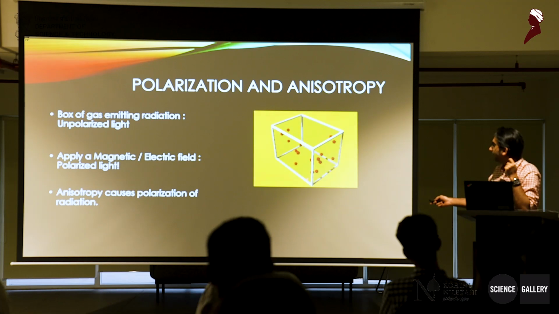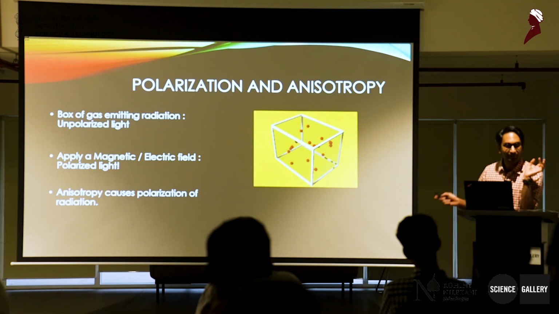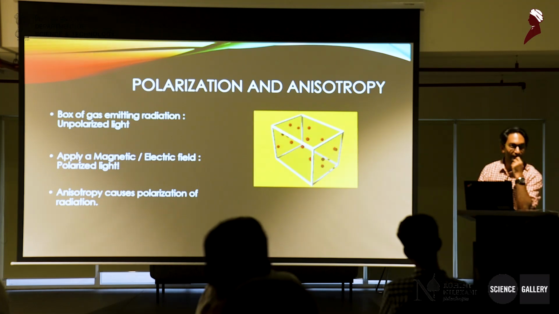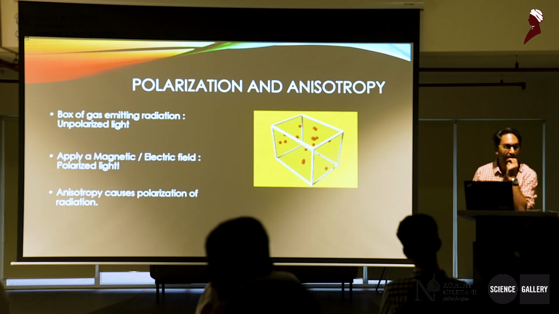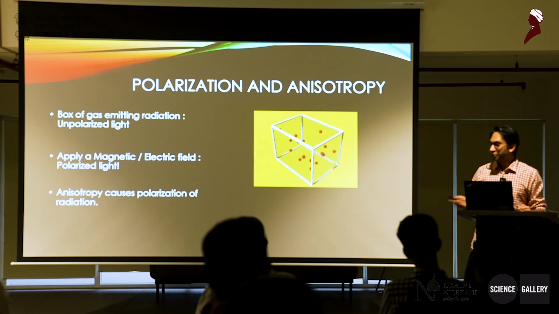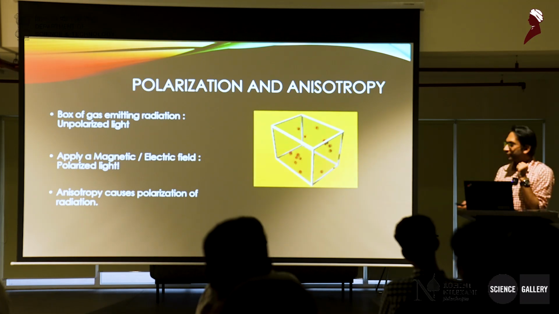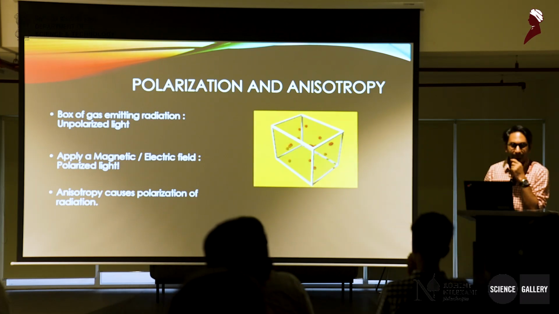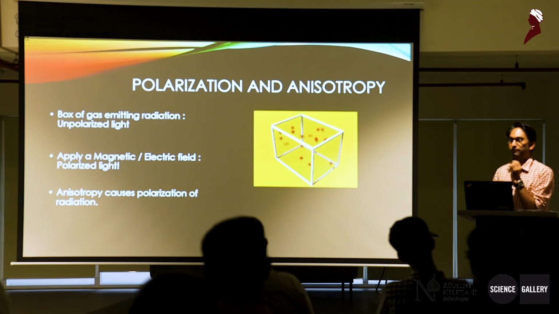Next, if I apply an electric field to these electrons, whatever they were doing, vibrating here and there, I'm giving them a preferred direction in which they want to move. And suddenly, they will do their vibration, but in one specific direction. So the radiation that comes out of that will be polarized. So the breaking of isotropy, same everywhere, when I take that away, suddenly I get polarized light.